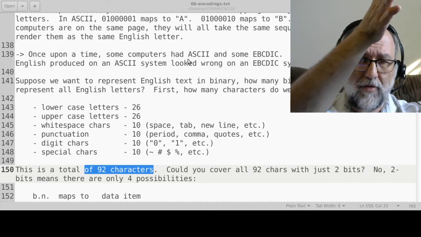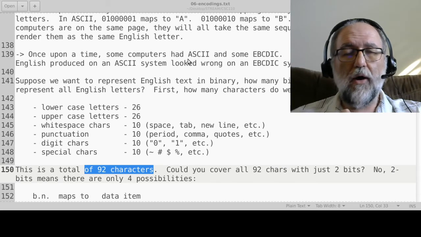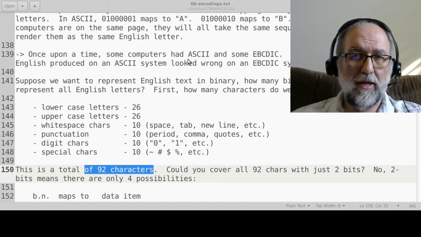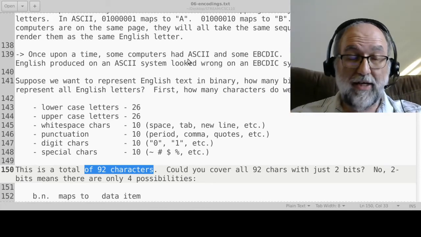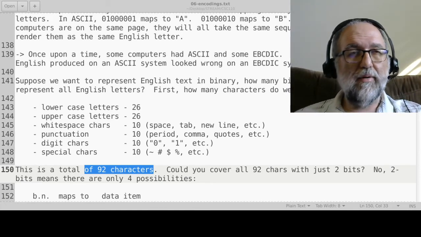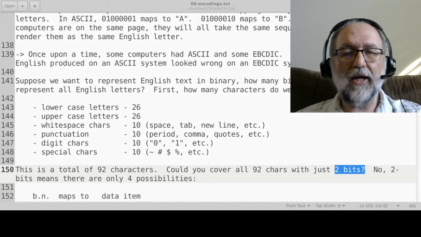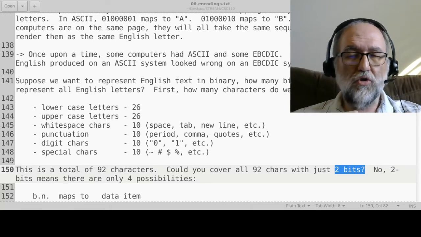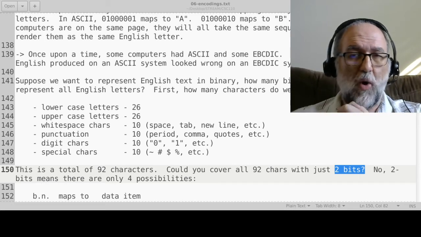On the one side, we have the binary numbers, and on the other side, we have the thing that they represent. Now, you might say, well, how long do my binary words have to be to represent 92 different characters? Like on the one side of the dictionary, I have 92 different things to represent. And I say to myself, well, you know what? I'm going to try to do it with just 2 bits. And I think most of you realize you can't do it with 2 bits. But let me just say I'm going to cover all 92 possibilities with just 2 bits. So what that means is all my words are just 2 bits in size, 2 bits wide.